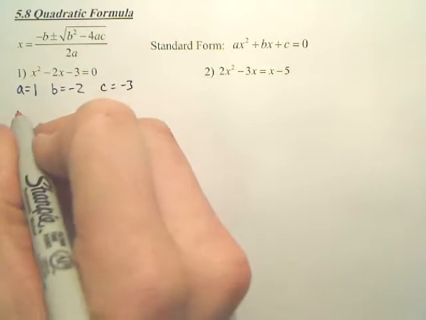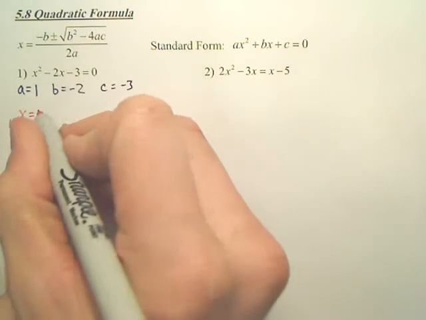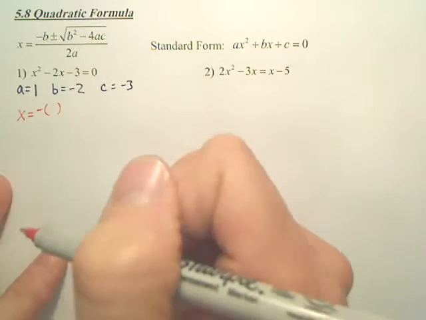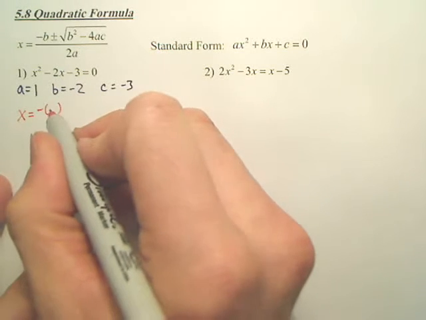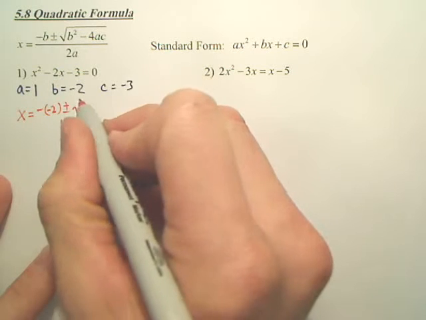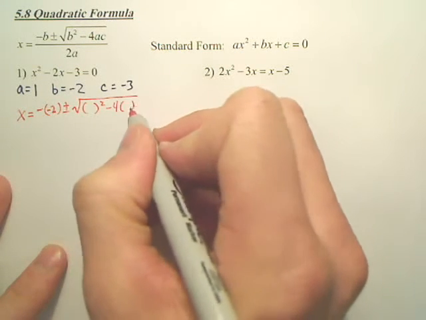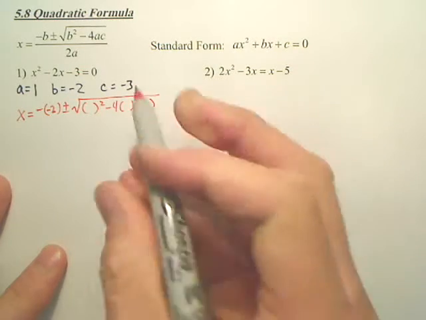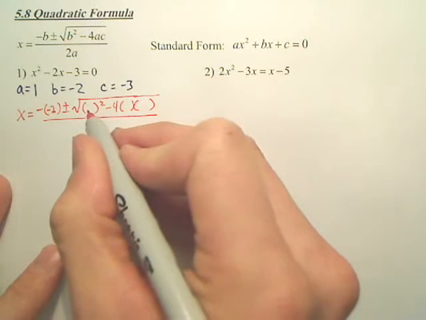So, to solve this, we use the formula x equals negative b. So what's b? Looks like a negative 2, plus or minus the square root of, looks like b squared minus 4ac. Let's see, what goes right in there?